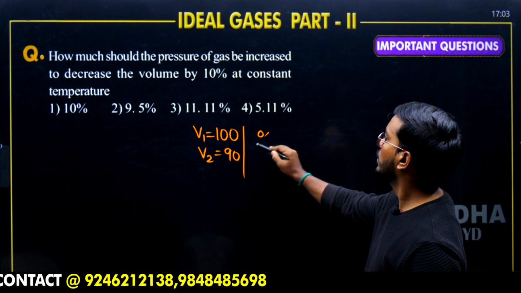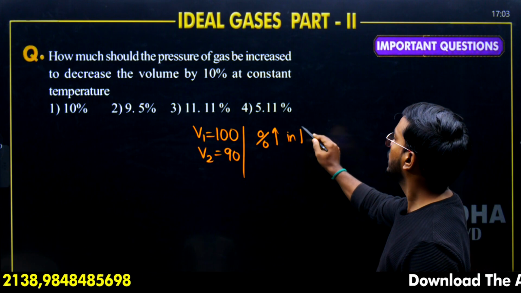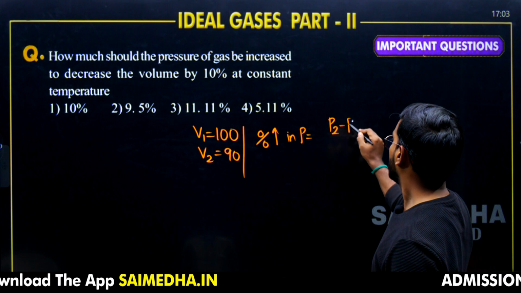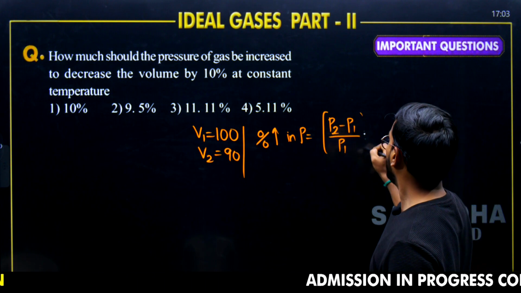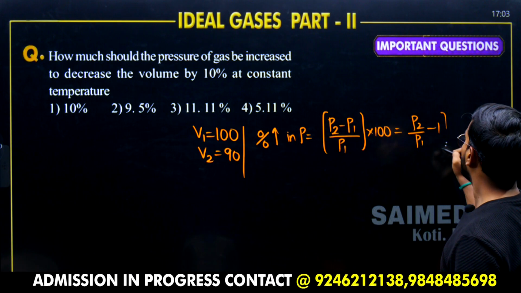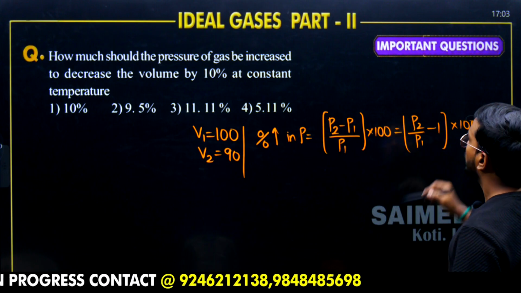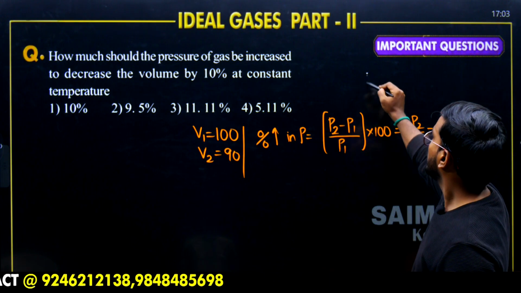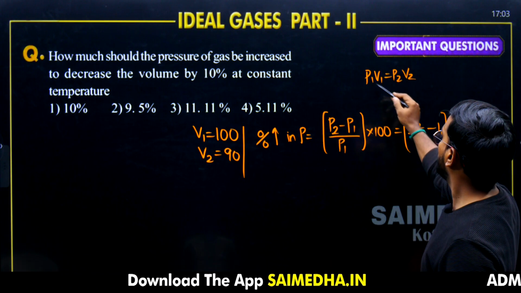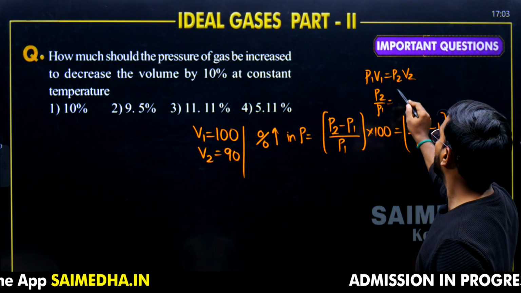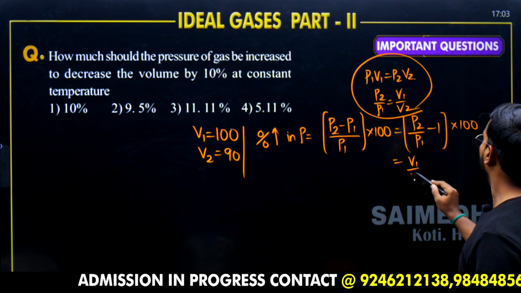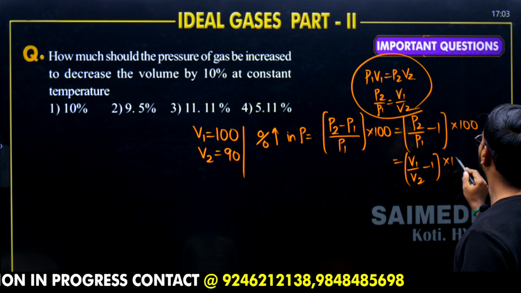Okay. Then the asked question is the increase in pressure. We know the formula for percentage increase in pressure is equal to P2 by P1 minus 1, that is, P2 minus P1 by P1 into 100, which is equal to P2 by P1 minus 1 into 100. We know that temperature is constant, so P1 V1 is equal to P2 V2. So in place of P2 by P1, we can write V1 by V2. So this will become V1 by V2 minus 1 into 100.